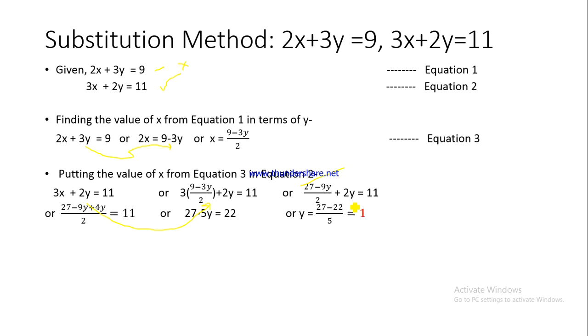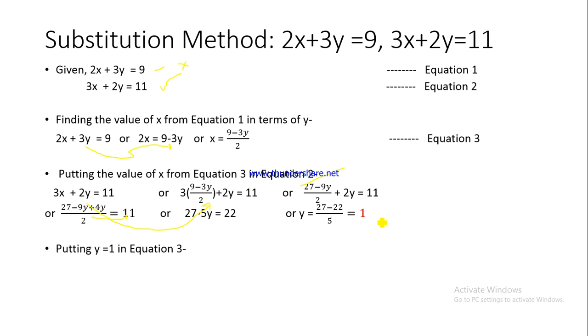LCM would be 2. So when we take LCM, this is what is found: 27 minus 9y plus 4y. You can do this on your own. Please keep doing it in your notebooks, and we simplify it further and then cross multiply. So 11 multiplied by 2 becomes 22, while what remains here is 27 minus 5y. And if you solve for this, you will get y equal to 1.